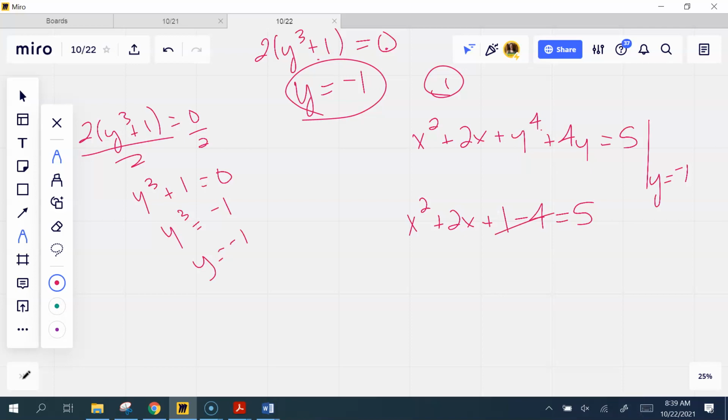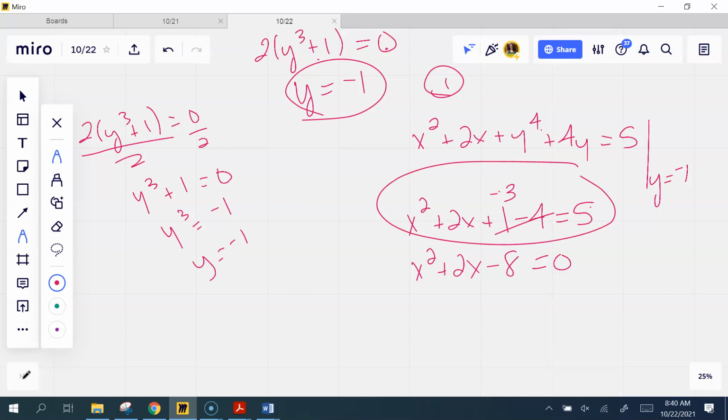-1/4, yeah. Well, because I didn't want to rewrite it because I'm being lazy. And then if I move the 5, so I end up with x squared plus 2x minus 8. If you just plug -1 into the original equation, that's a point. That's okay.